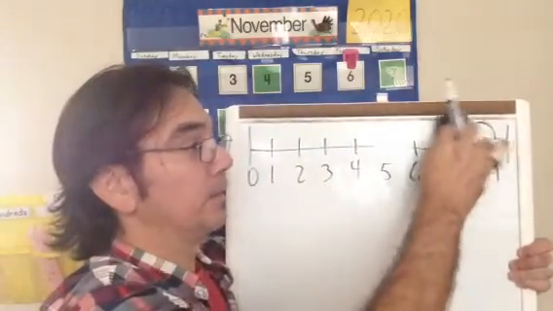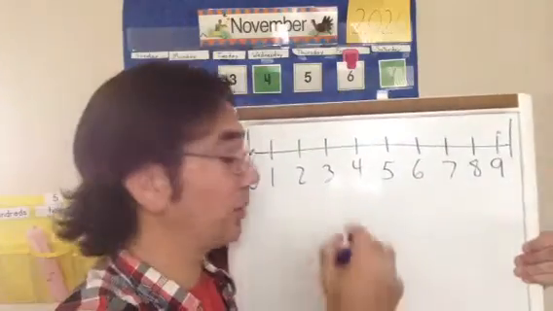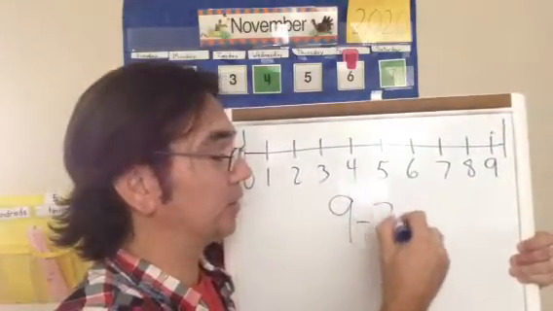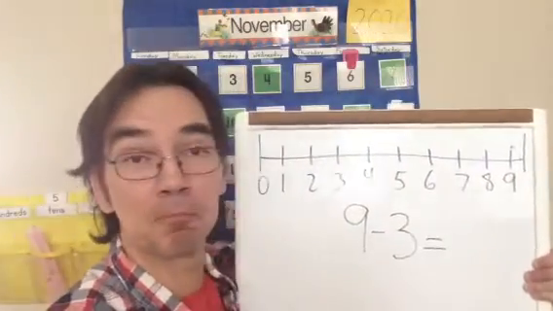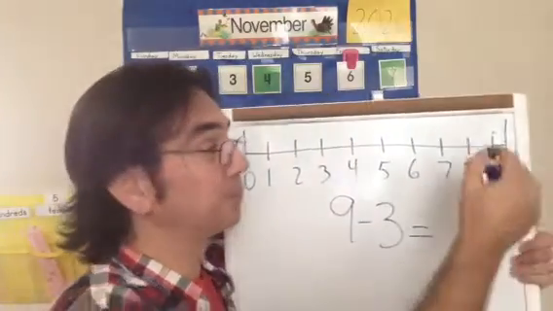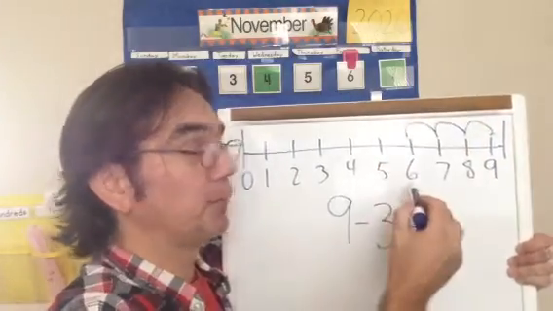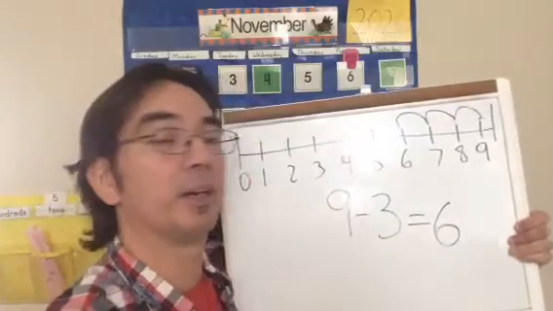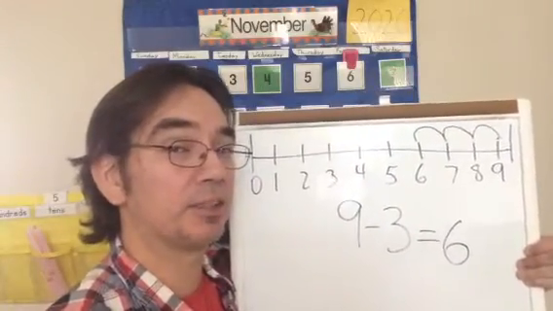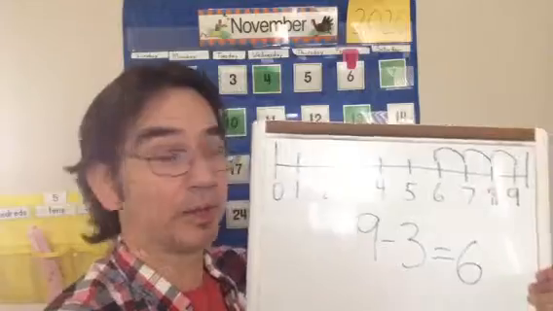Now, let's head to count back by 3. 9 minus 3. So how many hops back are we going to go this time? 3, right? 1, 2, 3. We land on 6. Very nice. 9 minus 3 is 6. That's some ways to count back, and that is using a number line, right?